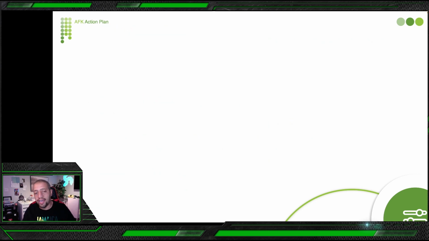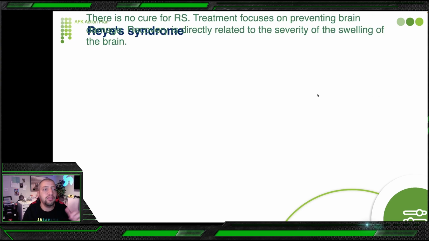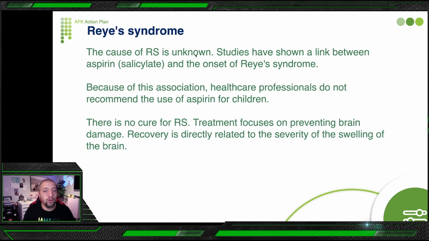So if he has a viral infection and he gets the aspirin, it might lead to this. The cause is unknown. Studies have shown a link between aspirin and the onset of Reye syndrome. Because of this association, healthcare professionals do not recommend the use of aspirin for children, not anymore. There is no cure for Reye syndrome. Treatment is focused on preventing brain damage. Recovery is directly related to the severity of the swelling of the brain. So this condition has no treatment. You just let the patient recover by himself.